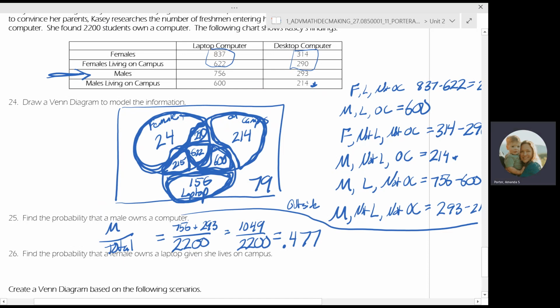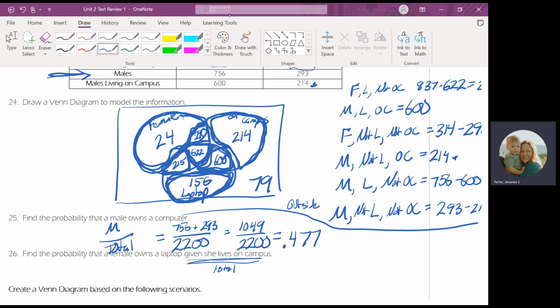Now find the probability that a female owns a laptop given she lives on campus. So given lives on campus is my total. Now this I think will be easier if we look at it with a different color. Let's look at it with, what color will really stand out here?